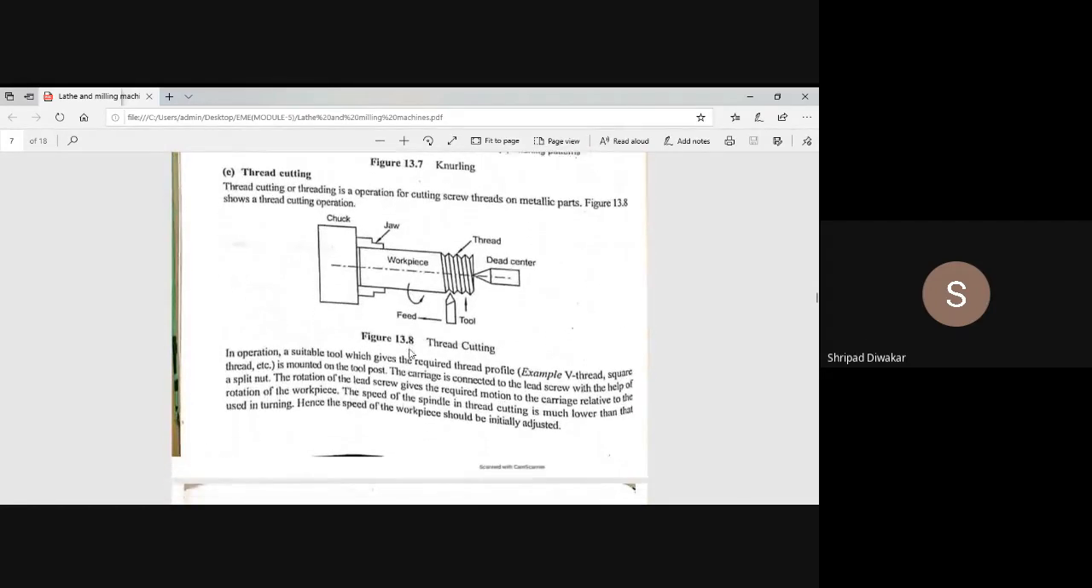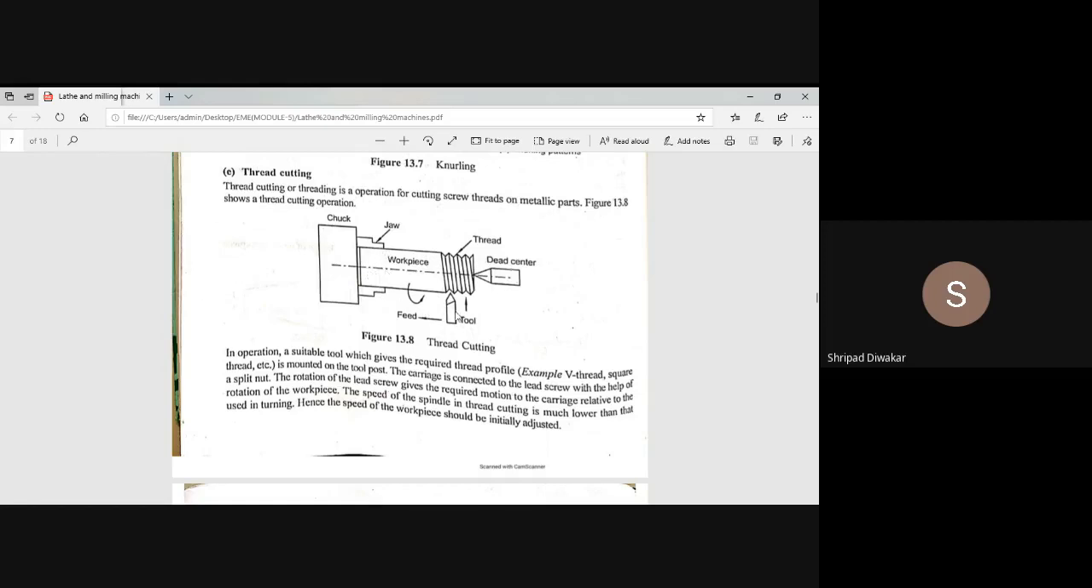Thread cutting is very similar to our knurling operation, but the tool used in thread cutting is called a thread cutting tool. Thread cutting is the generation of a threaded structure, or cutting screw threads, on the given workpiece. In order to generate the thread, we hold the workpiece in a 3-jaw chuck or 4-jaw chuck.